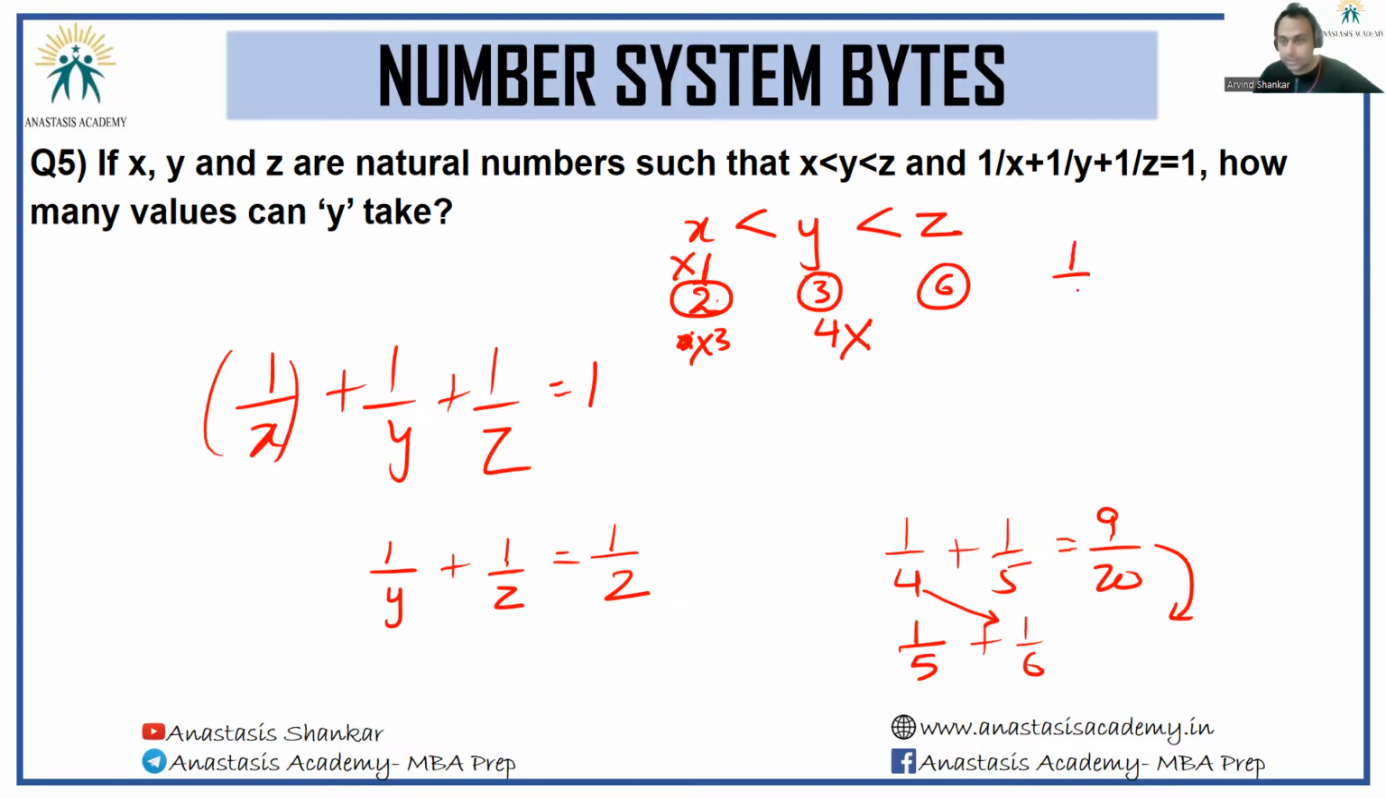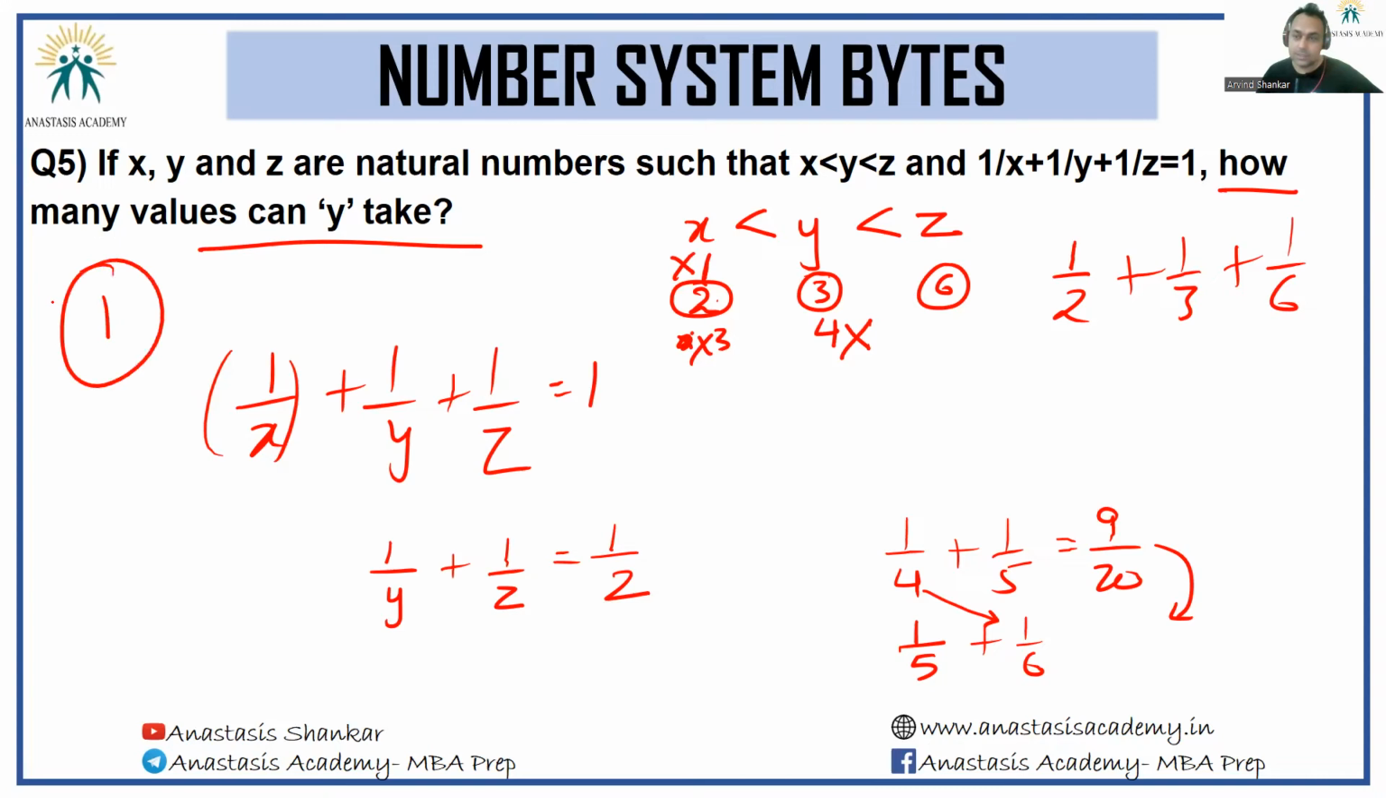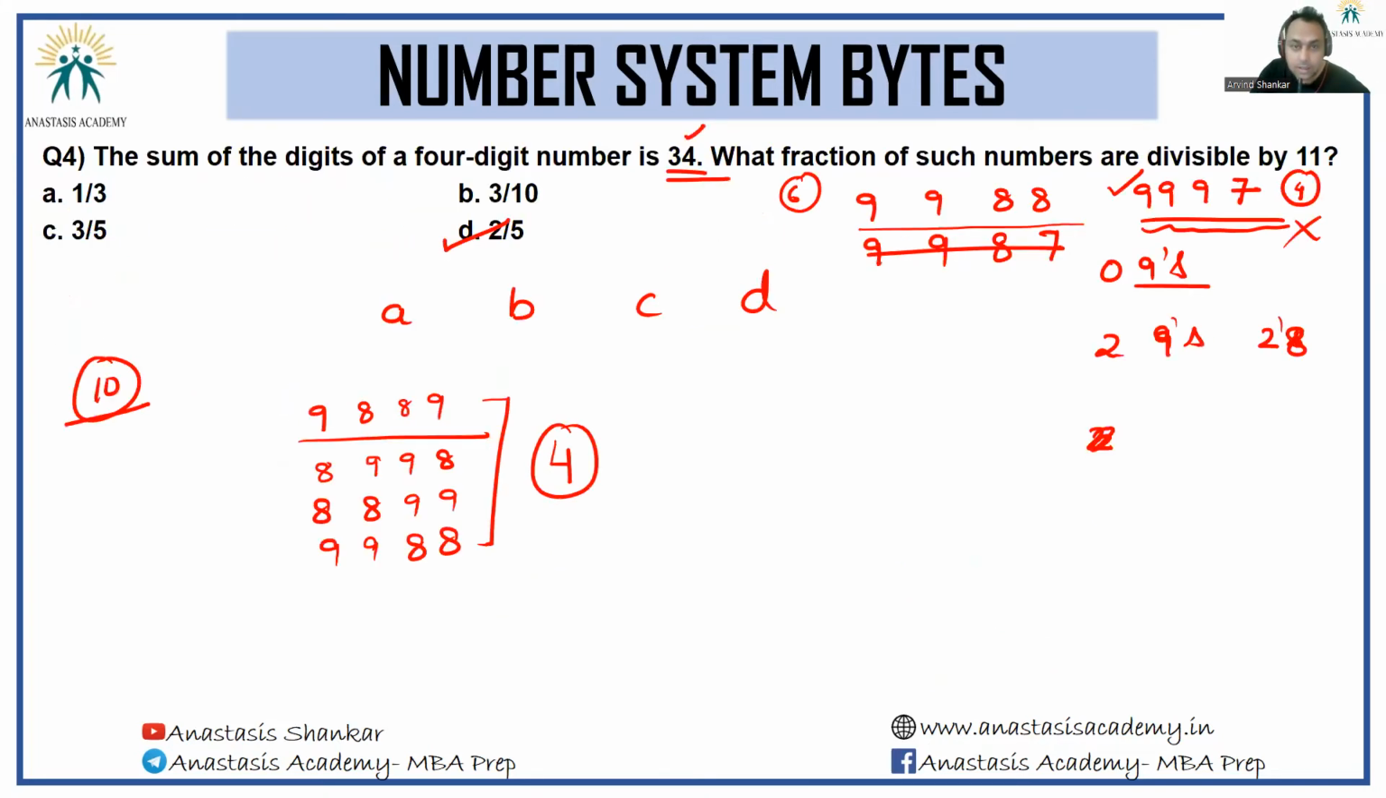The only case that works is 1 by 2 plus 1 by 3 plus 1 by 6. The question is, how many values can y take? The answer to the question is 1. The only acceptable value that y can take is 3.